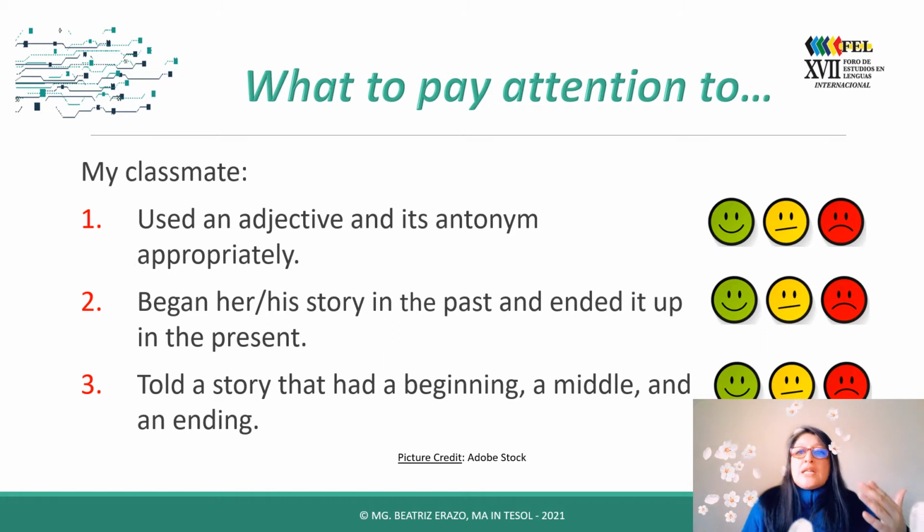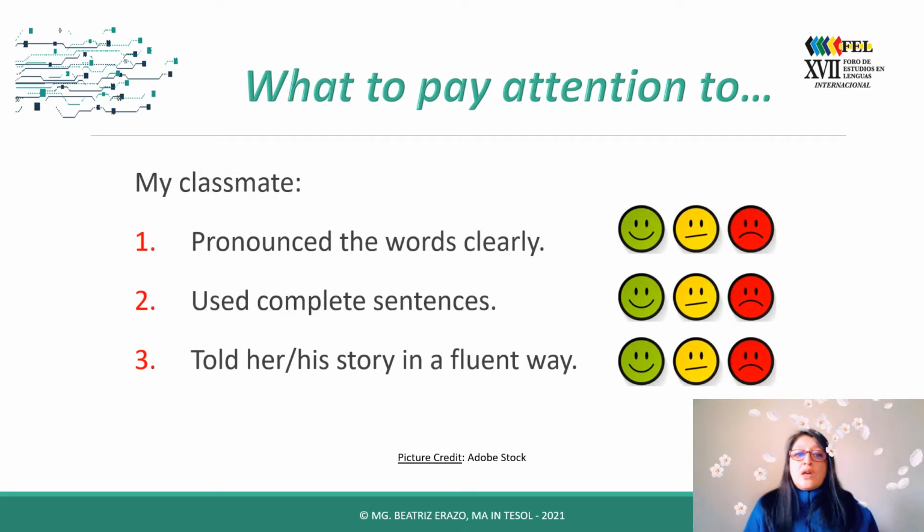When you teach your students to give feedback, it is very important that you be very specific and focused on the things that you want them to pay attention to. It could be just one thing, or it could be three things, like these ones, focus on the vocabulary, on grammar, and the structure of the story. Or they could be pronunciation, using complete sentences, fluency, or any other aspect that you would like them to pay attention to.